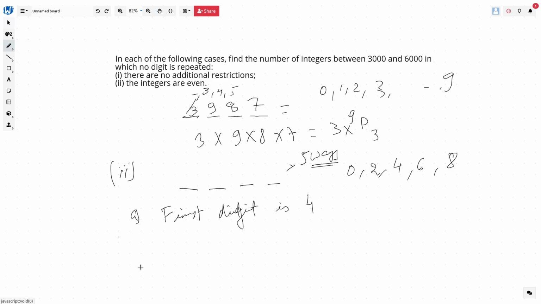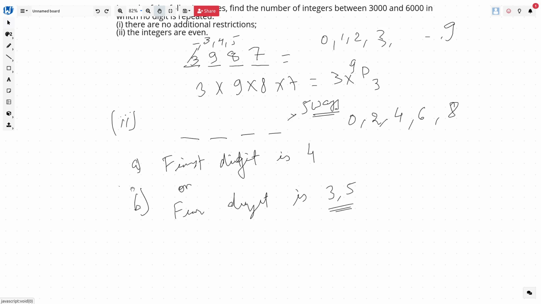or the first digit is 3 or 5, either of these two. So let's try to use our multiplication principle again. We take case A first. The first digit is 4, so that can be filled in only one way. We will do it like this.